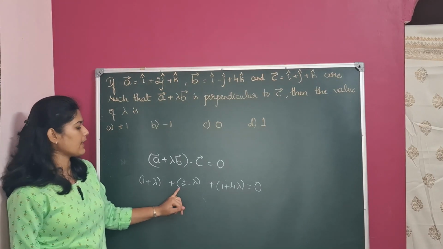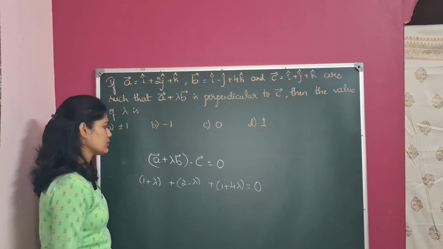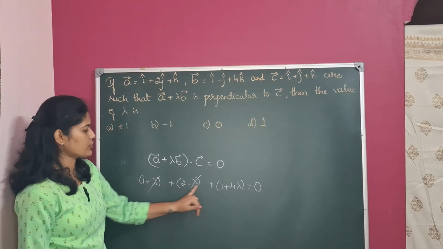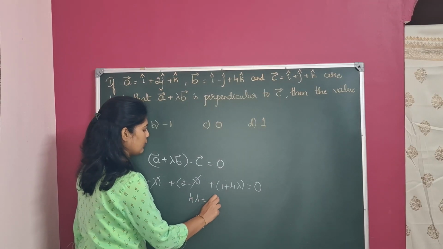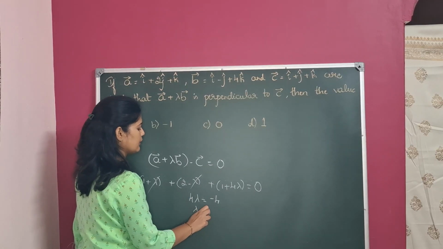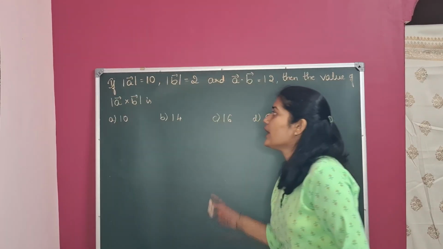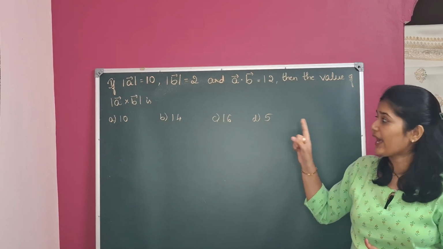That is 1 plus lambda plus 2 minus lambda plus 1 plus 4 lambda, that is equal to 0. Plus lambda and minus lambda will get cancelled. 1 plus 2 plus 1, that is 4. If we shift 4, it will be minus 4. Therefore, the value of lambda is minus 1. That is option B.